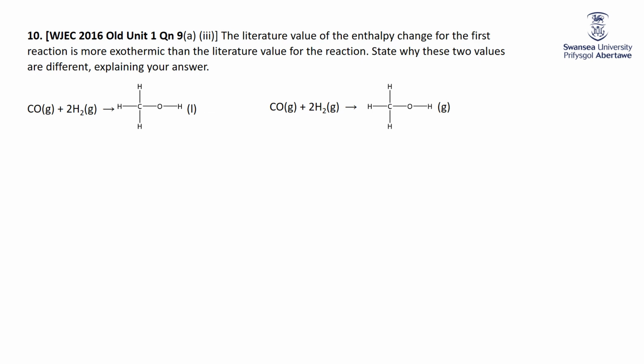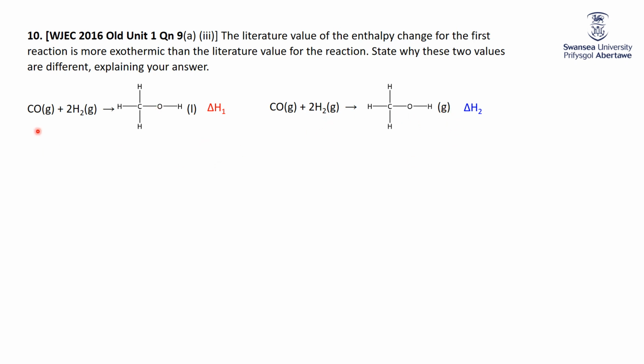Okay, so again, you see this is part 3 of a question, so I kind of had to change the wording a bit to get the context, but the literature value of the enthalpy change for the first reaction, so let's call that delta H1, is more exothermic than the literature value for the second one, call that delta H2. Why are they different? Explain in the answer. Well, let's see what the differences are. We've got CO and 2H2, CO and 2H2 at the start. We've got liquid methanol, and we've got gaseous methanol.